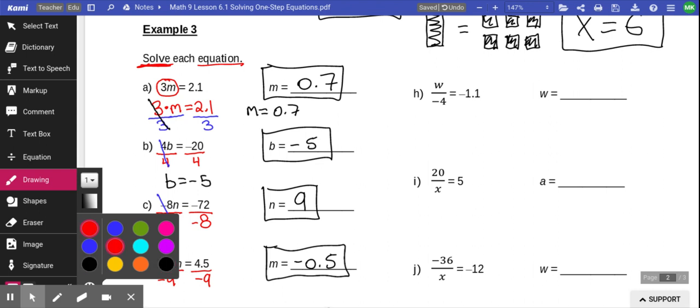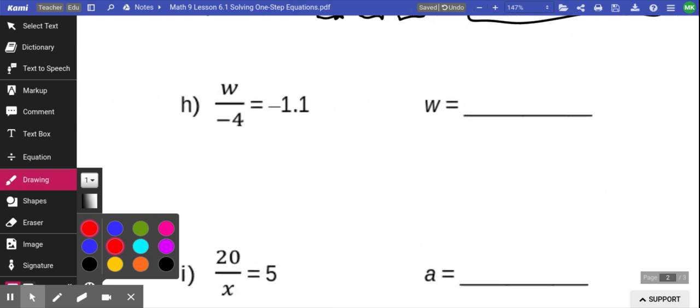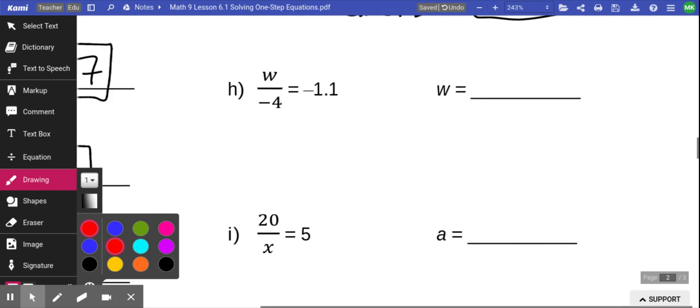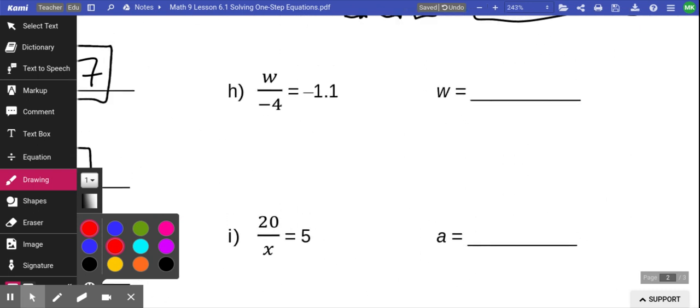We'll do one more like that, and then we'll get into some that are a little bit trickier. So H over here, that's W divided by negative 4. The opposite of divide is multiply. So I'm going to multiply both sides by negative 4. On the left, that will cancel. I will be left with just W. On the right-hand side, a negative times a negative is going to be a positive, and 1.1 times 4 is going to be 4.4. W equals 4.4.